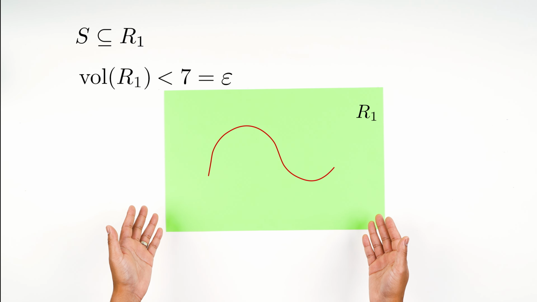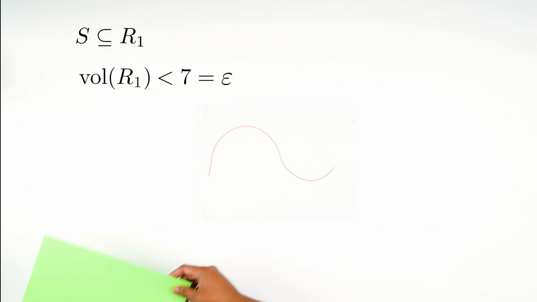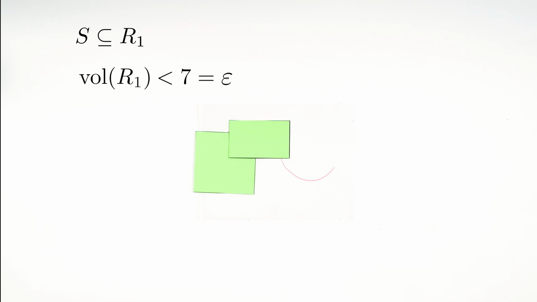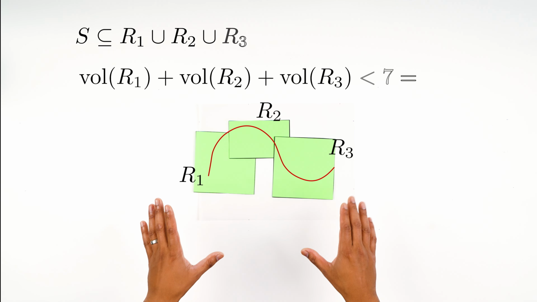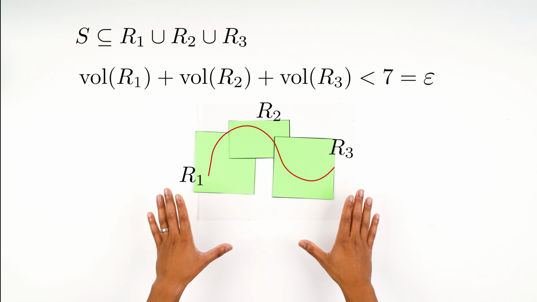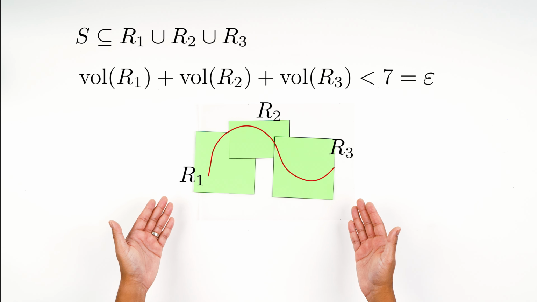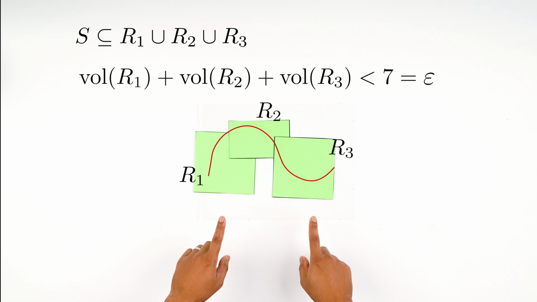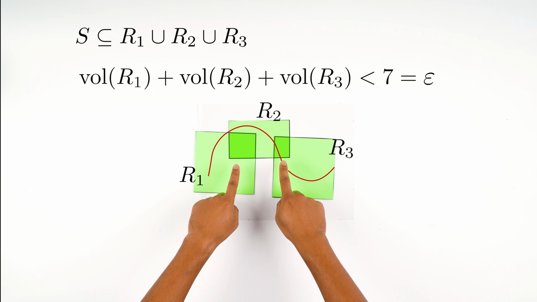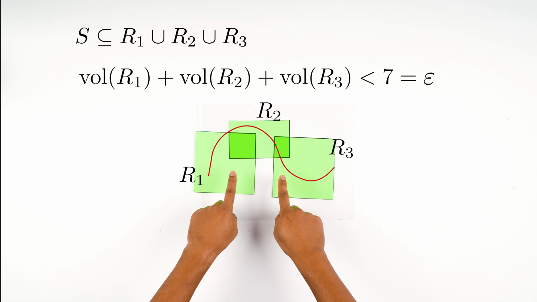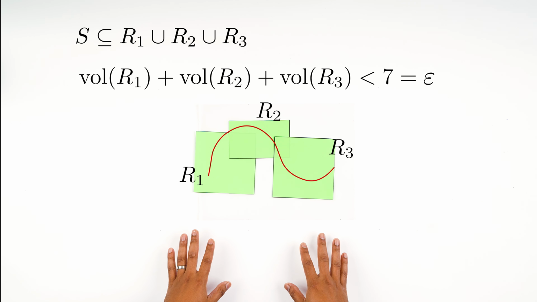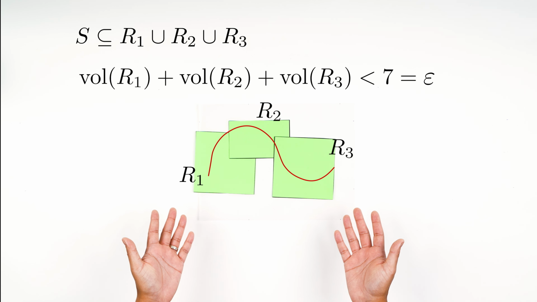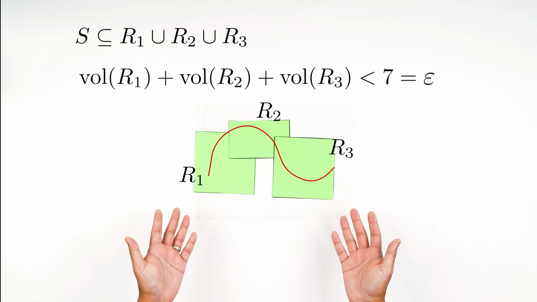Let's pick a better covering. This also covers S, and the total area is smaller than epsilon. Notice the total area counts the overlapping areas multiple times. Now, does this prove that S has zero Jordan measure? Not quite. We need to consider smaller values of epsilon.